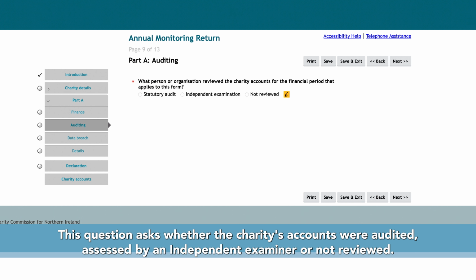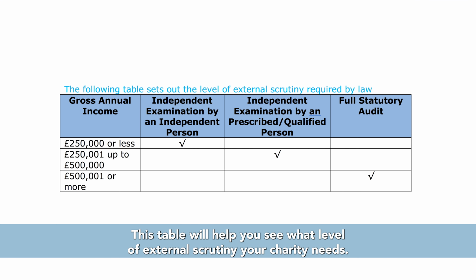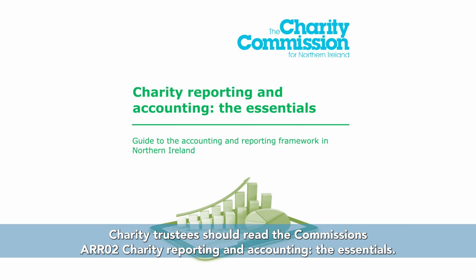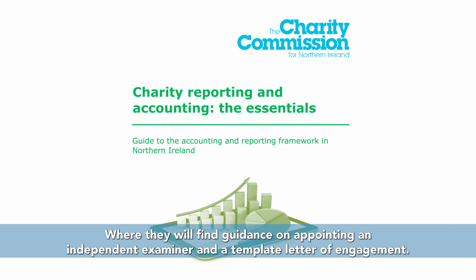This question asks whether the charity's accounts were audited, assessed by an independent examiner, or not reviewed. This table will help you see what level of external scrutiny your charity needs. Independent examination is a requirement in Northern Ireland. Charity trustees should read the Commission's ARR02, Charity Reporting and Accounting, The Essentials, where they will find guidance on appointing an independent examiner and a template letter of engagement.